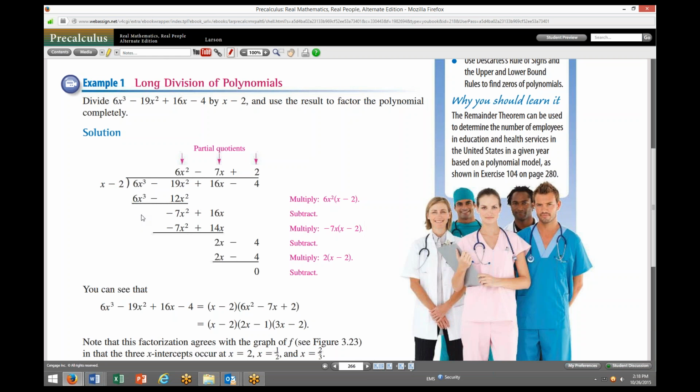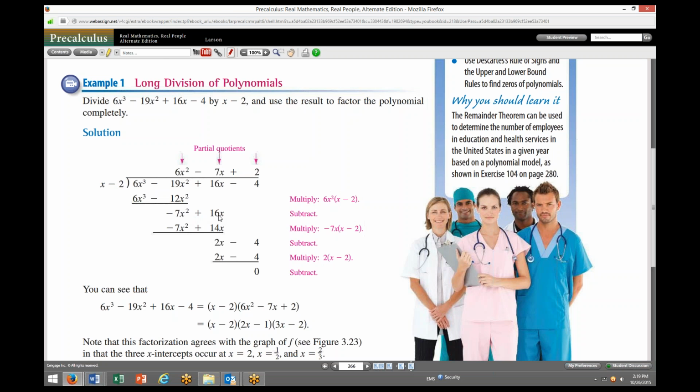And now here's where you have to watch your signs carefully. Now we're going to subtract negative 12x squared from minus 19x squared. So subtracting negative 12x squared is really like adding 12x squared to negative 19x squared. So negative 19 plus 12 remains a negative 7x squared. That's the result of the subtraction. So we write down the negative 7x squared here, and then just like long division years ago, we go up and bring down the next term. In this case, plus 16x.